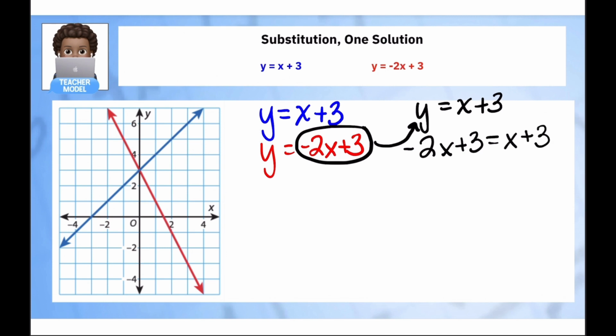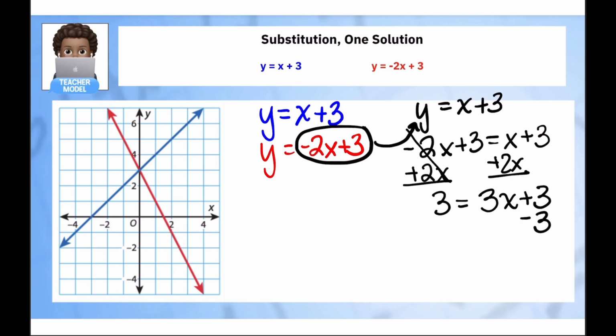Again, once I eliminate the y's, now I can solve for x. That's what I want. I want to solve for just one variable. Let's simplify this now. Why don't we add 2x to both sides? So 3 is equal to 3x plus 3. I'm going to subtract, and I get 0 is equal to 3x. And it makes sense. The only answer, x is equal to 0. It's the only way.